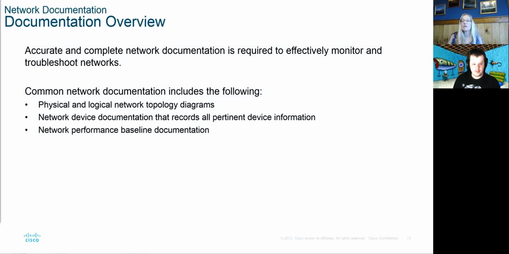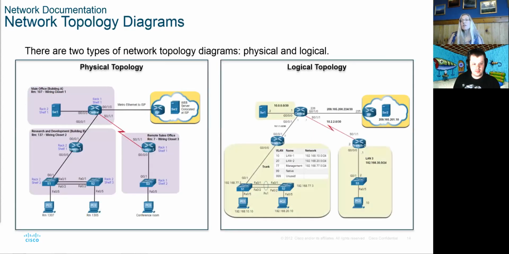We'll talk about our physical and our logical network topology diagrams, our network device documentation, and our baseline performance documentation. So we've got two different types of network topologies. Of course, we have our physical topology, which is what devices do we have and where are they placed, what wiring closet, what building, etc. And then we've got our logical topology, which really talks more about our VLANs, our IP addressing, and that kind of stuff. It's important that we differentiate between the two, and we have mapping of both.